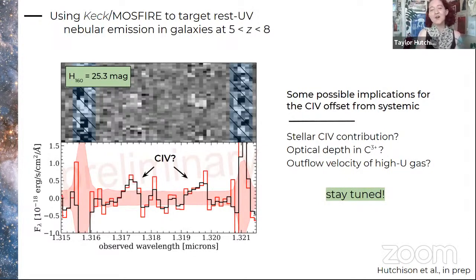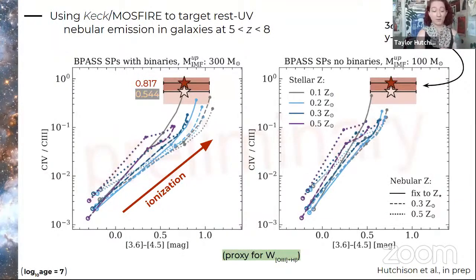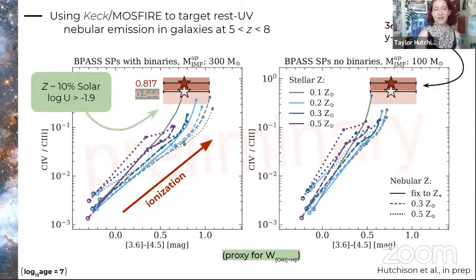It's really exciting. But just looking at the line fluxes now and ignoring the offset for a second, if we compare to our carbon-3 detections, what I'm showing you is carbon-4 over carbon-3 on the y-axis, and then we have IRAC color on the x-axis, where at this redshift, IRAC color is a proxy for the [O III] and H-beta equivalent width. You can see with all of these models that we're using, colored by metallicity, the top right corner is where our observations sit, which indicates really high ionization and really low metallicity, with these gray lines being 10% solar.